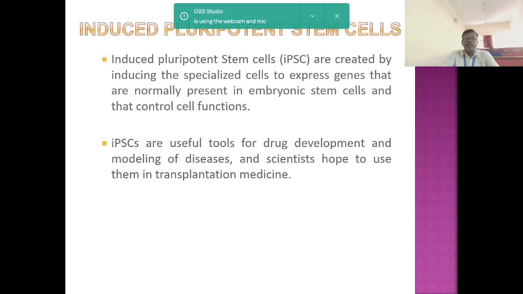Induced pluripotent stem cells are created by inducing specialized cells to express genes that are normally present in embryonic stem cells and that control cell functions. Induced pluripotent stem cells are a useful tool for drug development and modeling of disease, and there is scientific hope to use them in transplantation medicine.